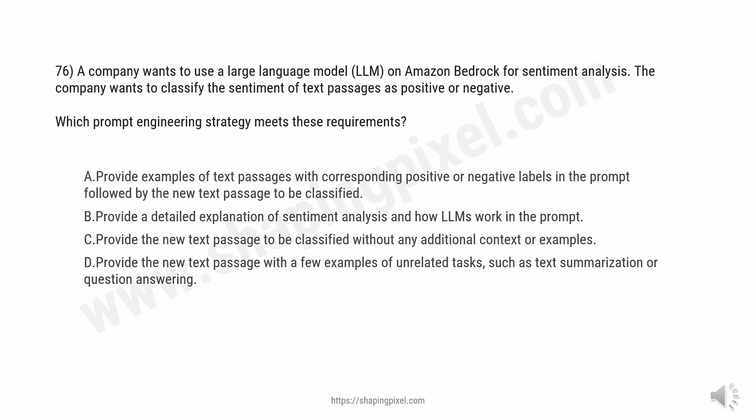Option A, provide examples of text passages with corresponding positive or negative labels in the prompt, followed by the new text passage to be classified. Option B, provide a detailed explanation of sentiment analysis and how LLMs work in the prompt. Option C, provide the new text passage to be classified without any additional context or examples. Option D, provide the new text passage with a few examples of unrelated tasks such as text summarization or question answering.